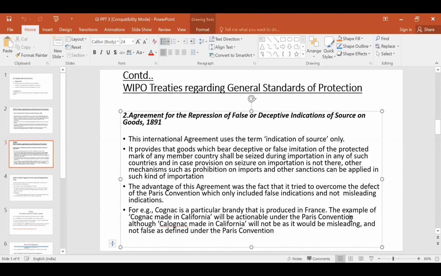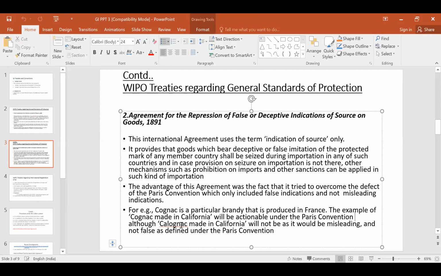Why? Because the Paris Convention gives protection against false indication of marks. Cognac is produced in France. Cognac cannot be produced anywhere else in the world. So Cognac made in California will definitely be actionable under the Paris Convention because it is a false mark.